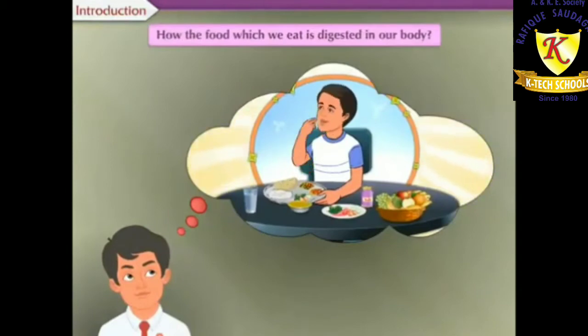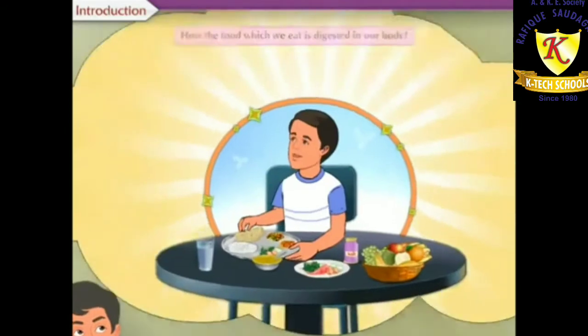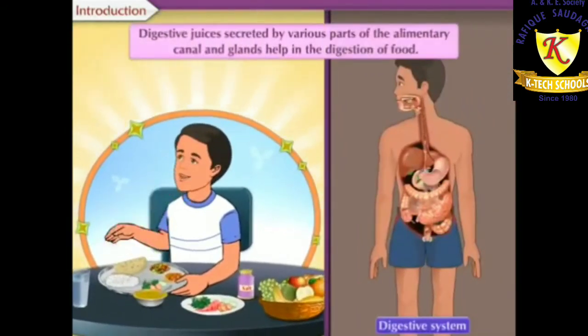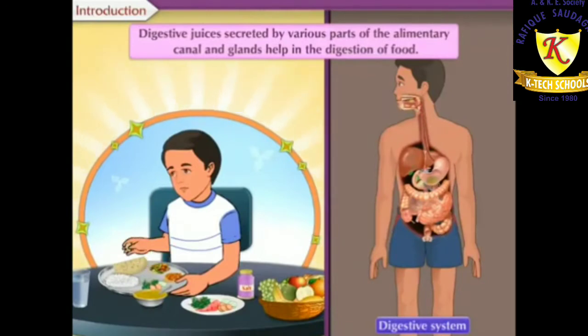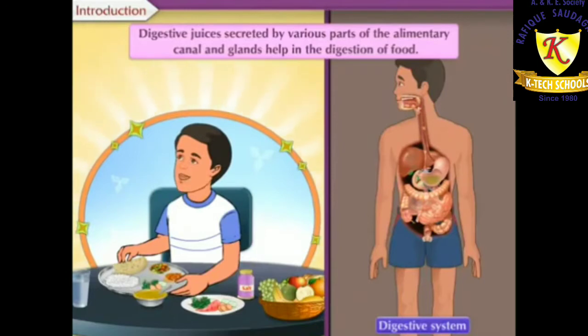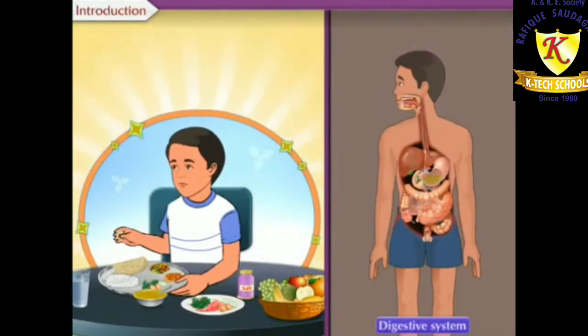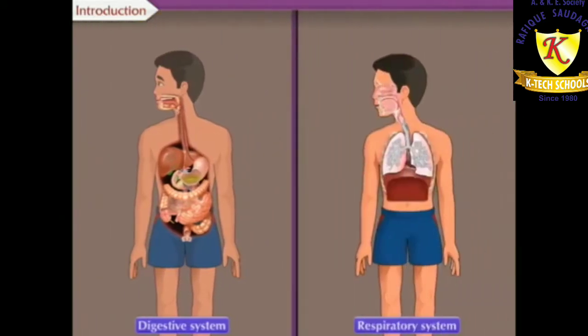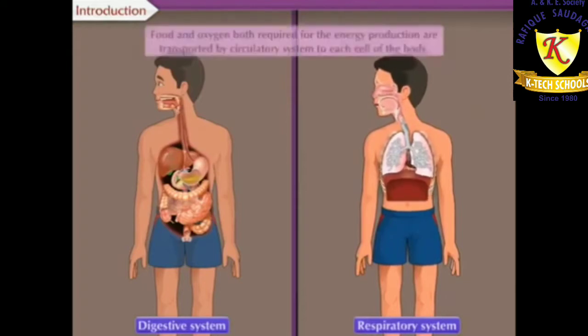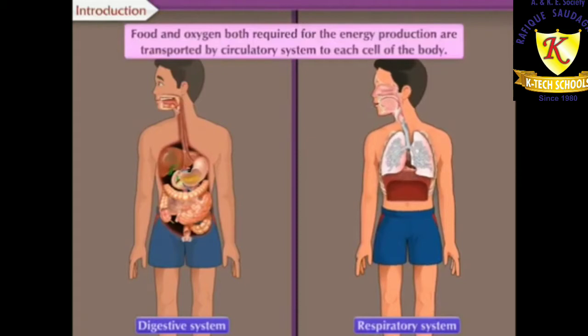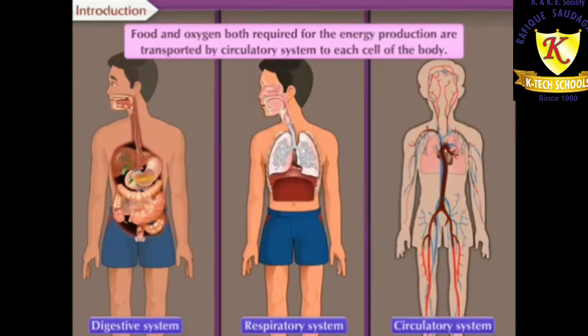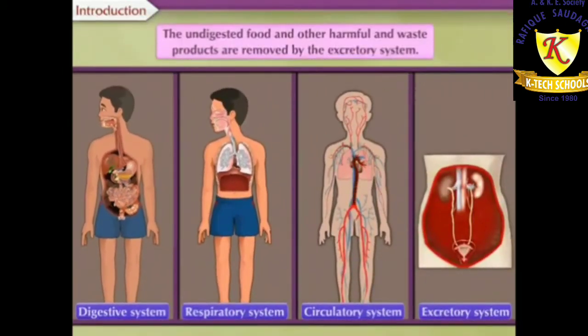Now, children, you must be wondering how the food which we eat is digested in our body, right? Digestive juices secreted by various parts of the alimentary canal and glands help the digestion of food. Got it, children? So children, the food digested by the digestive system and the oxygen absorbed by the respiratory system, both of which are required for energy production, are transported by the circulatory system to each cell of the body. Got it? The undigested food and other harmful and waste products are removed by the excretory system.